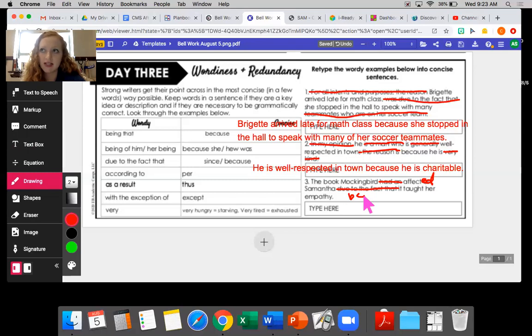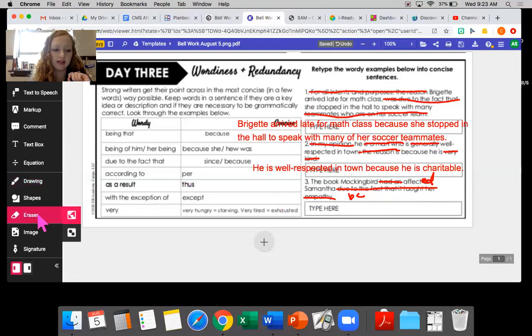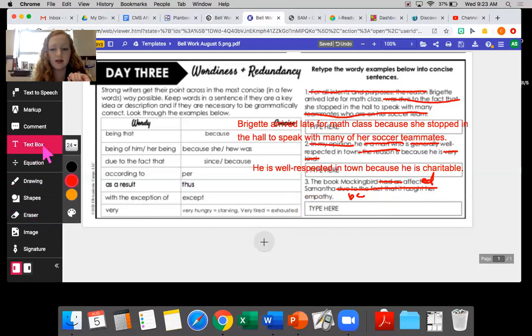We can change that to active voice. So it taught her sympathy could be changed to she learned empathy. And I did not mean to say sympathy earlier. So we're going to change that altogether. So she learned empathy. And I'm actually going to erase that. Okay. So text box.